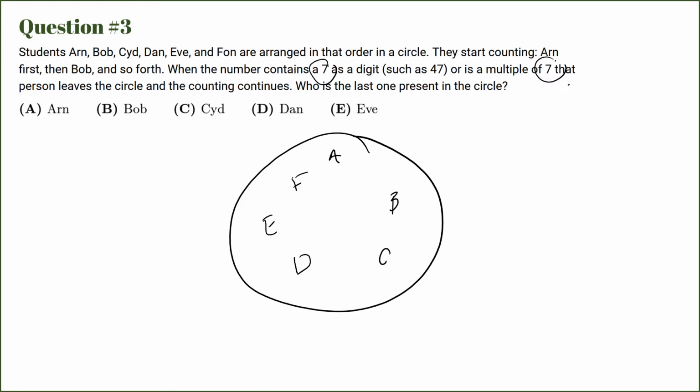Okay, let's just count this. 1, 2, 3, 4, 5, 6, 7, 8, 9, 10, 11, 12, 13, 14, 15, 16, 17, 18, 19, 20, 21, 22, 23, 24, 25, 26, 27, 28. So the last one present is Eve.